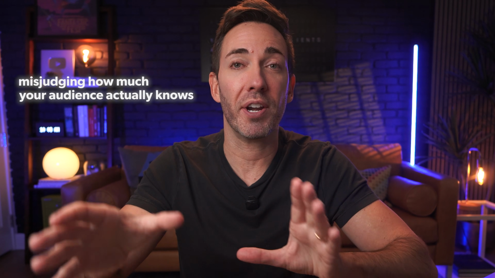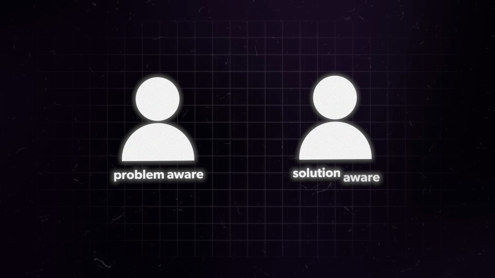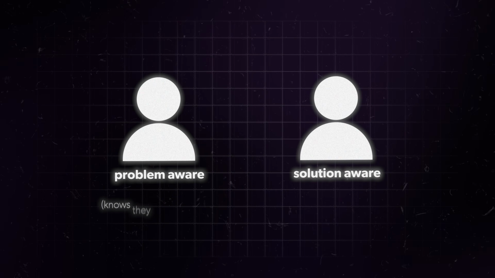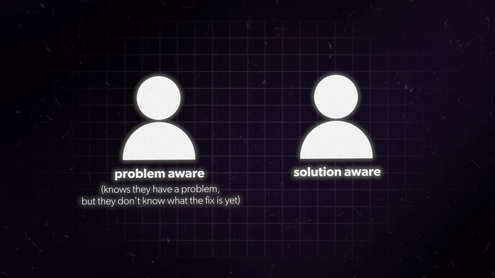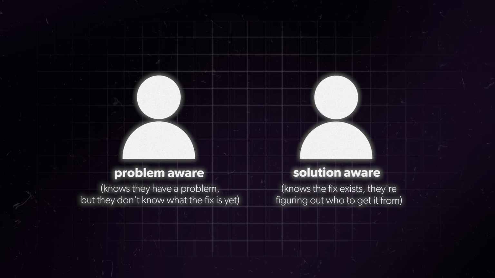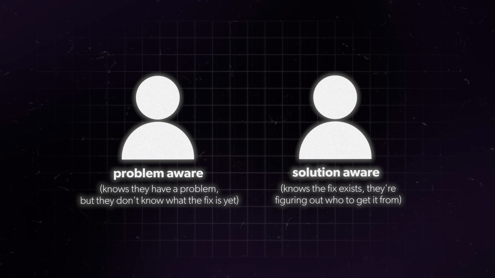Now the next mistake is a little more subtle. You're misjudging how much your audience actually knows. No matter what your business is, you've got your problem-aware people and your solution-aware people. A problem-aware person knows they have a problem, but they don't know what the fix is yet. A solution-aware person already knows the fix exists. They're just trying to figure out who they want to get it from.